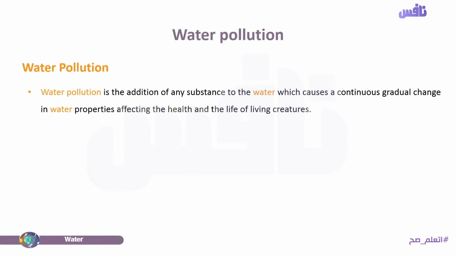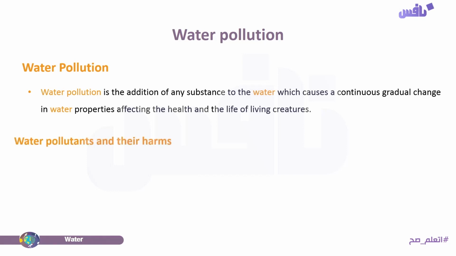What is the meaning of water pollution? Water pollution is the addition of any substance to the water, which causes a continuous gradual change in the water properties, affecting the health and life of living creatures. So what does water pollution mean? It means polluting the water: a substance added to the water that changes its properties and affects the health of any living being.